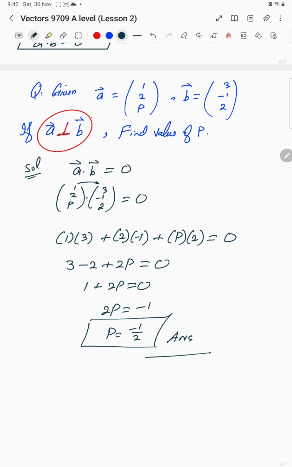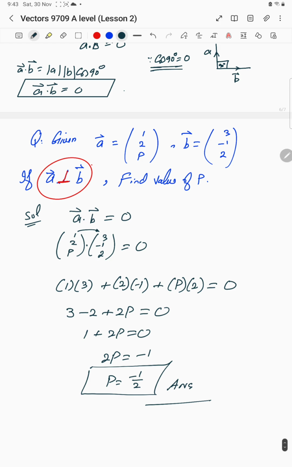In this way, if two vectors are perpendicular, then their dot product should be 0. I hope it is clear.